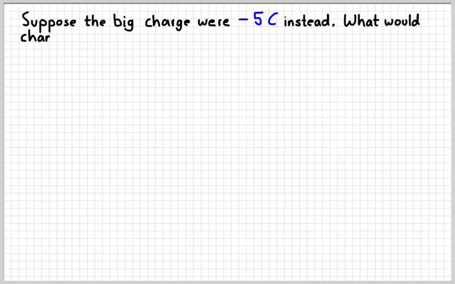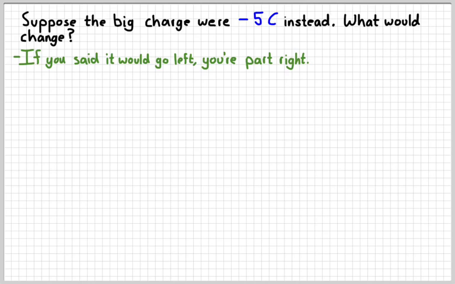So, kind of a tricky question here. Suppose we took the big charge and we made it negative 5 coulombs instead. The question here is, what would change? Kind of think about that for a second. What's going to change? If you said it's going to go the other way, you're partially correct. That thing's also going to be going faster. By decreasing the distance instead of increasing, we're going to get a bigger change in energy.